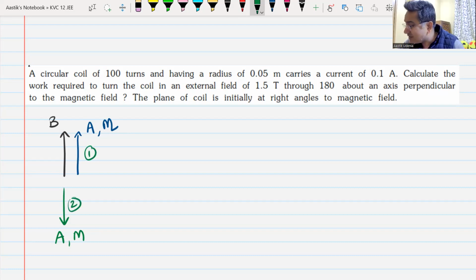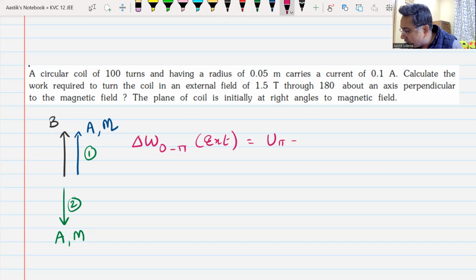This is the work done by external force. It is not mentioned because it will not move on its own. So this is the work done by the external force in moving it from 0 to 180 degrees. Do we understand this? By the external force. So this will be equal to energy at 180 degrees minus energy at 0 degrees. Do we understand this? Yes or no?